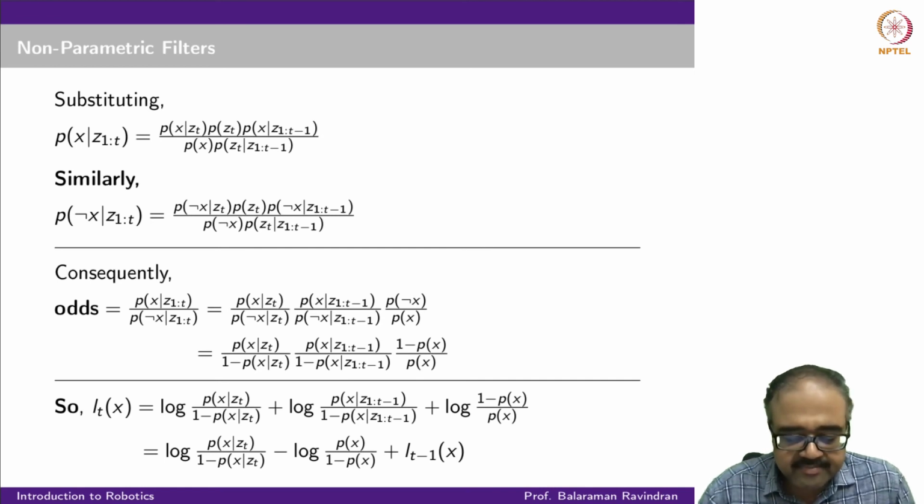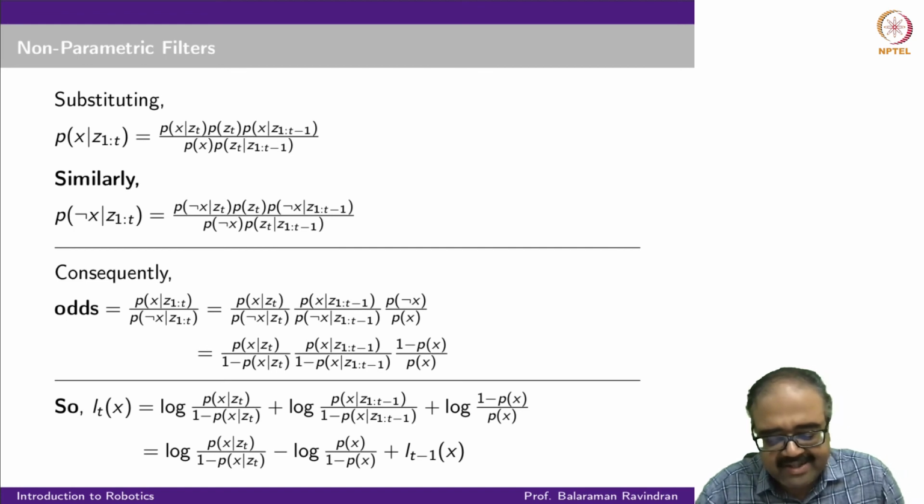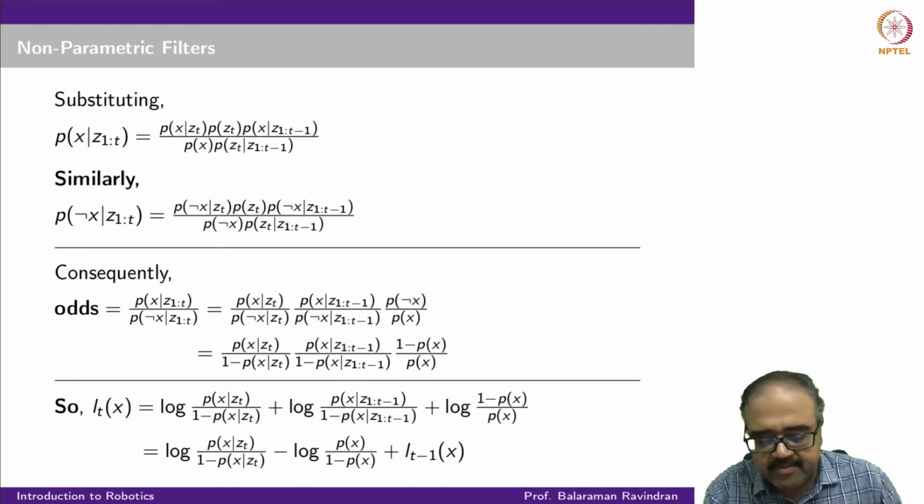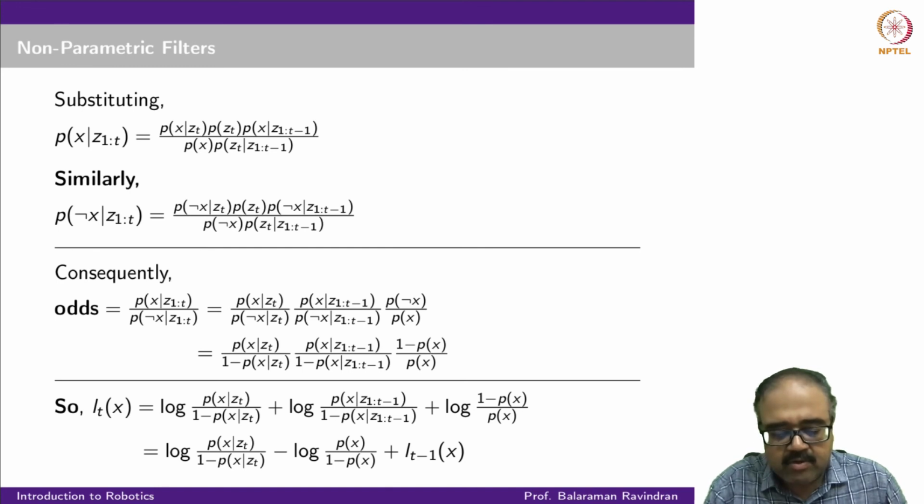Now given that's the odds, I start dividing this, right? What is the nice thing when I start dividing? All these zt terms, which are common to both x and not x, will go away. So this zt goes away and this term also goes away. So what I'm left with is probability of x given zt divided by probability of not x given zt, times probability of x given z1 to t minus 1 divided by probability of not x given z1 to t minus 1, and this will go up and that will stay down.